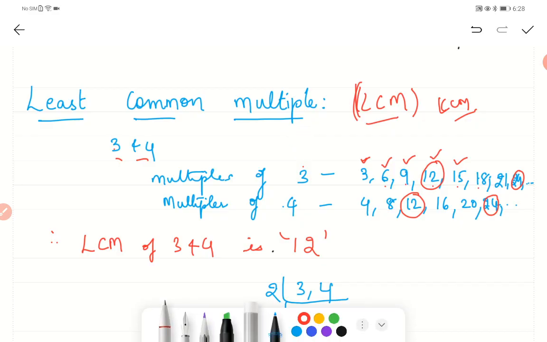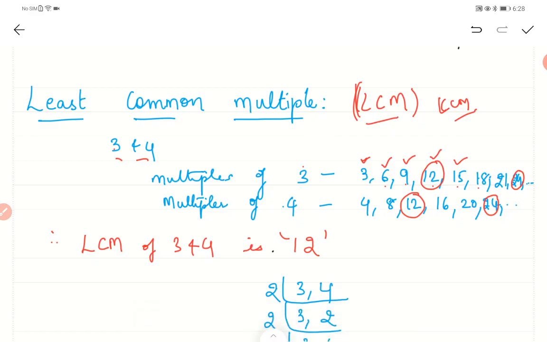Similarly, multiples of 4 are, we want multiples here, least common multiple, not factors. So what about multiples of 4? You have 4 1s are 4, 4 2s are 8, 4 3s are 12, 4 4s are 16, 4 5s are 20, 4 6s are 24, 4 7s are 28, and so on. So you have found the multiples of 3 and 4. Just compare between these two. You have 12 common, isn't it? 24 is there, and if you write further numbers, you will get more common multiples.